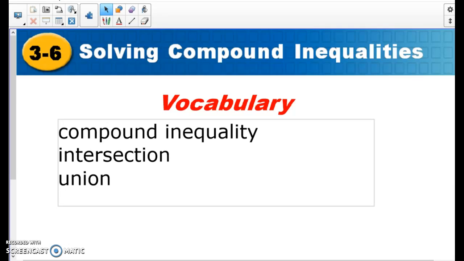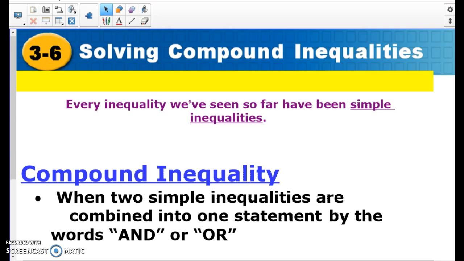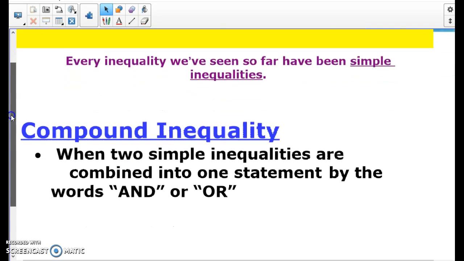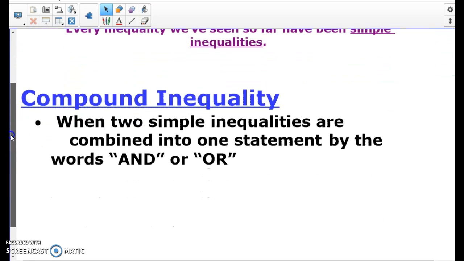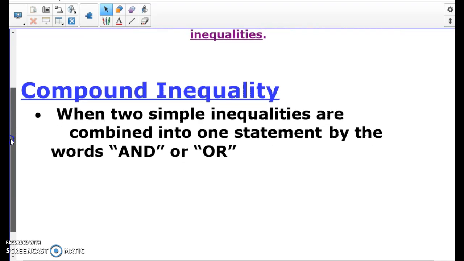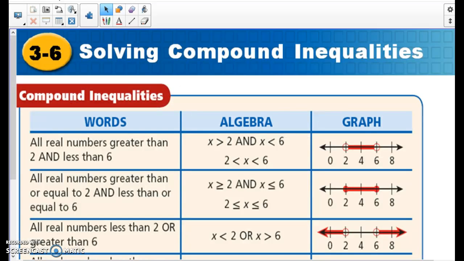Alright, so today's going to be a little different than all the other days, probably the hardest lesson of chapter 3, kind of putting together everything we've done, plus you've got to think about which way the signs are going, especially today. A compound inequality is kind of like a compound word. You're putting two inequalities together, so it can be confusing with the way the signs are going, like I said earlier, but it's literally just doing two problems at once.